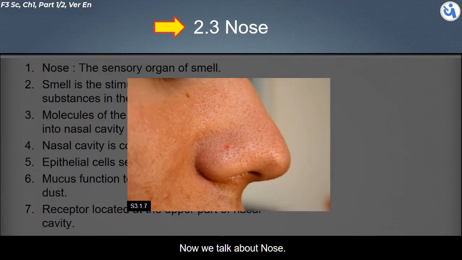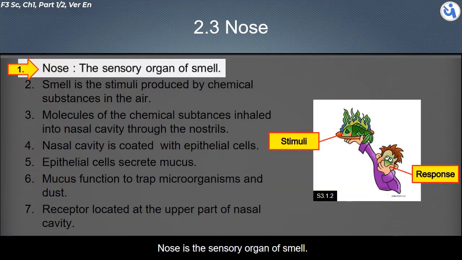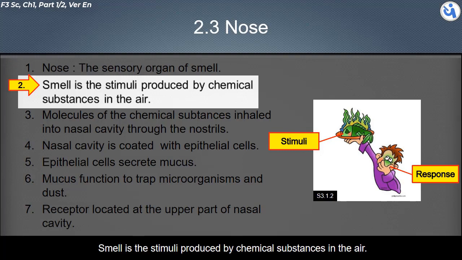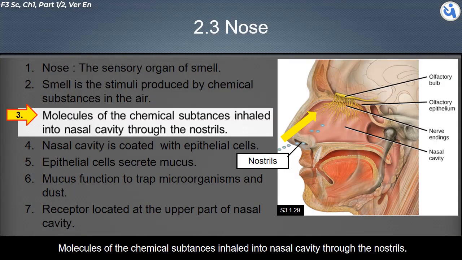Now, we talk about the nose. The nose is the sensory organ of smell. Smell is the stimulus produced by chemical substances in the air. Molecules of the chemical substances are inhaled into the nasal cavity through the nostrils.